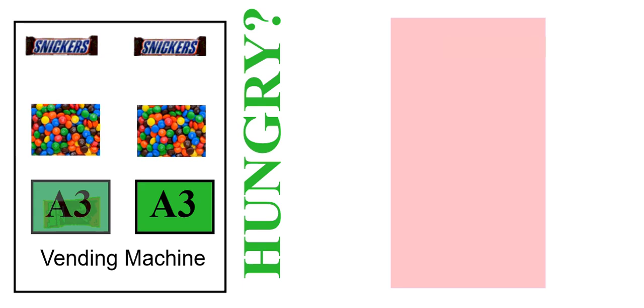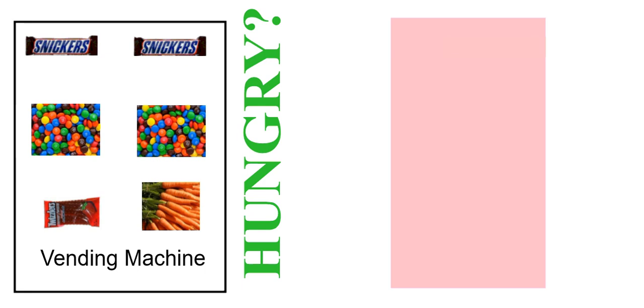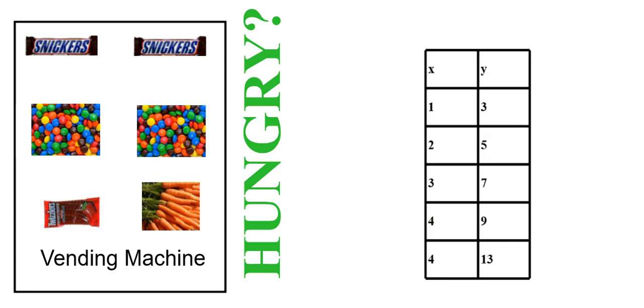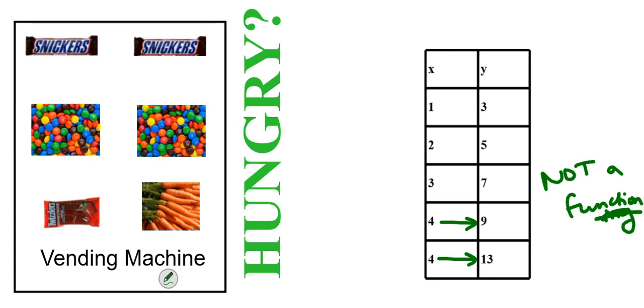When I push A3, it looks like a bag of Twizzlers. So when I push A3 again, I should get a bag of Twizzlers, but you know what's going to happen. That's right, I'm going to get carrots instead. And so what I would say about this vending machine is it's not functioning. It's very similar to this table. With this table, you push a 4, thinking about a vending machine, and out comes a 9. The second time you push a 4, out comes a 13. This is not a function. It's just not functioning.